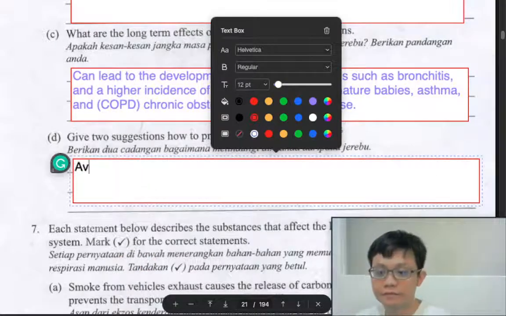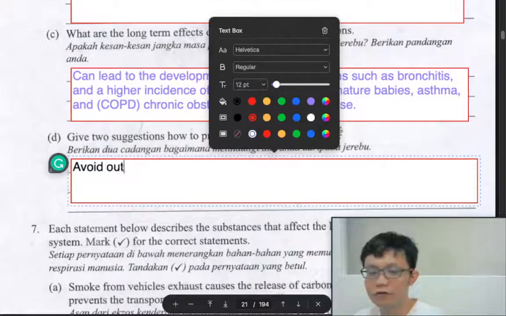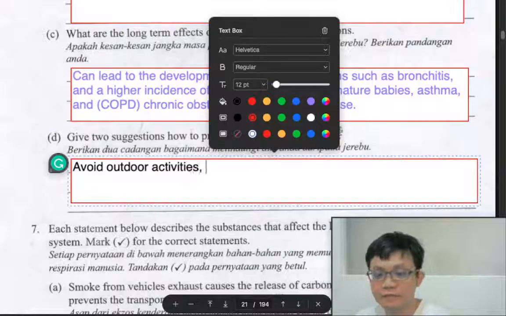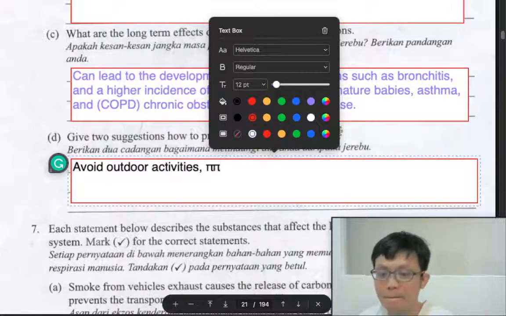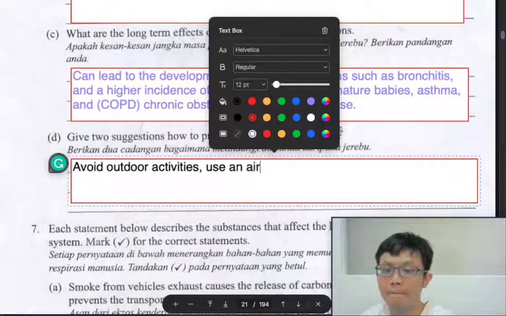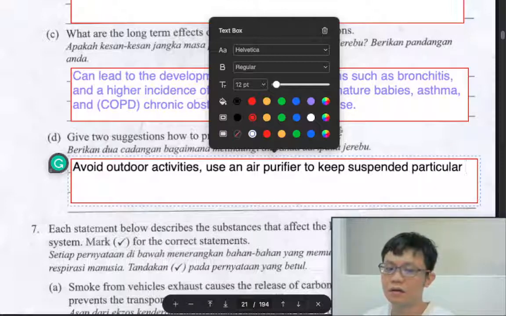Okay, avoid outdoor activities. Hey, why does this thing always come out? Wait, let me adjust. Avoid outdoor activity, okay. Some more? Use an air purifier to keep the particulate level low. I just put here suspended particles low.